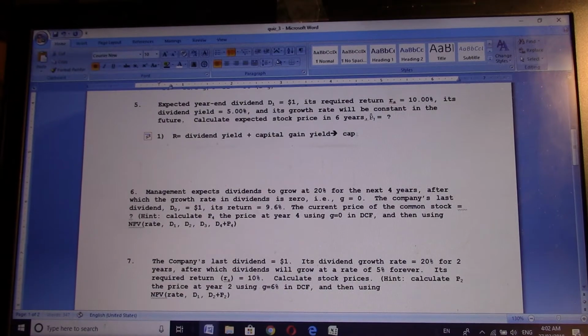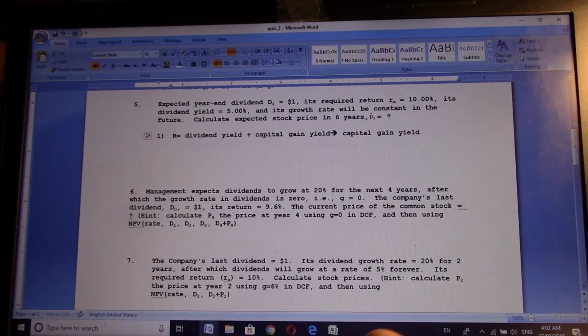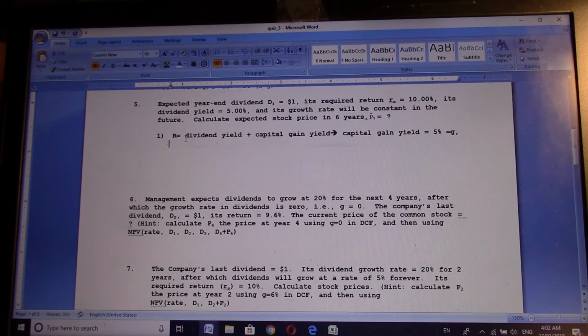So in this case, capital gain yield equals 5%. This is G. So since we know G, G is capital gain yield, or stock price increase rate, or dividend growth rate. Since we know D1 is 1, G is 5%. So dividend is growing at a rate of 5% every year.